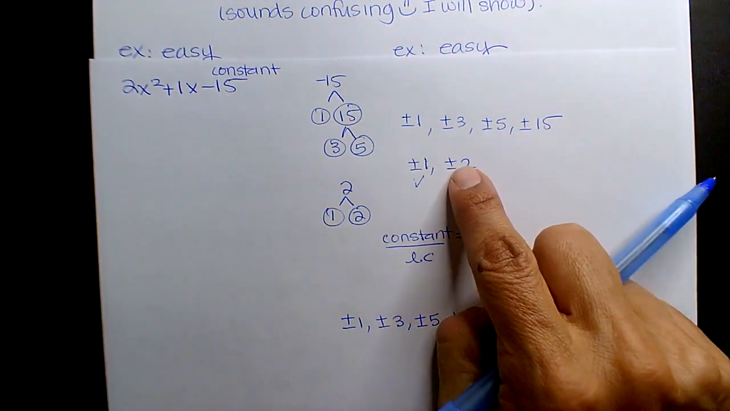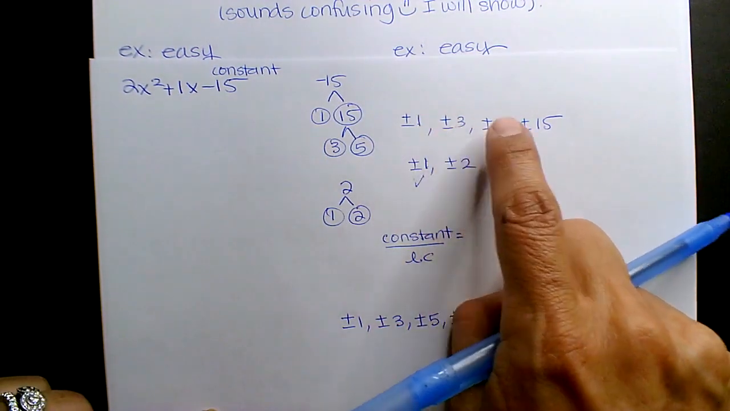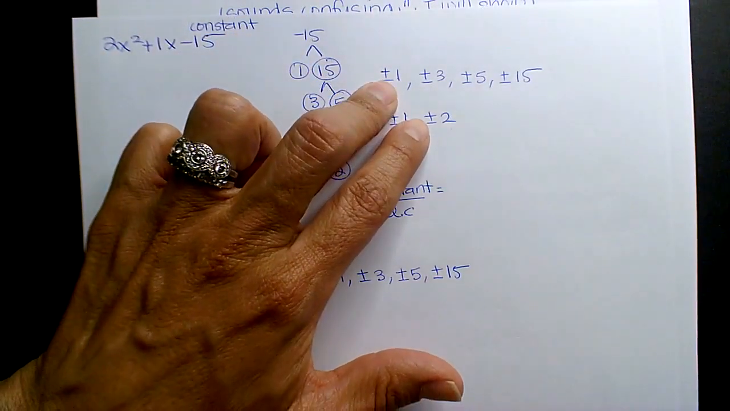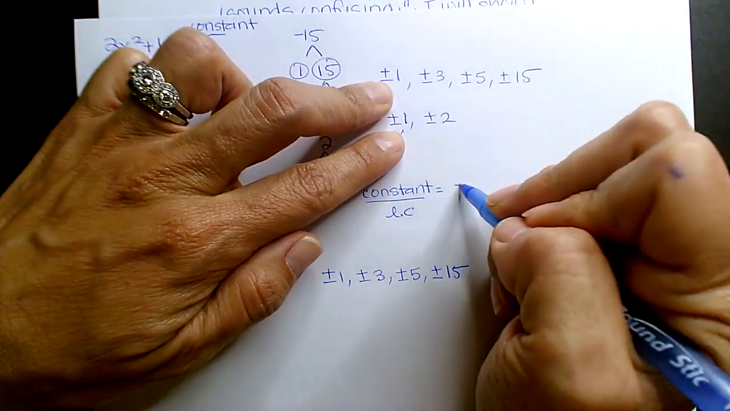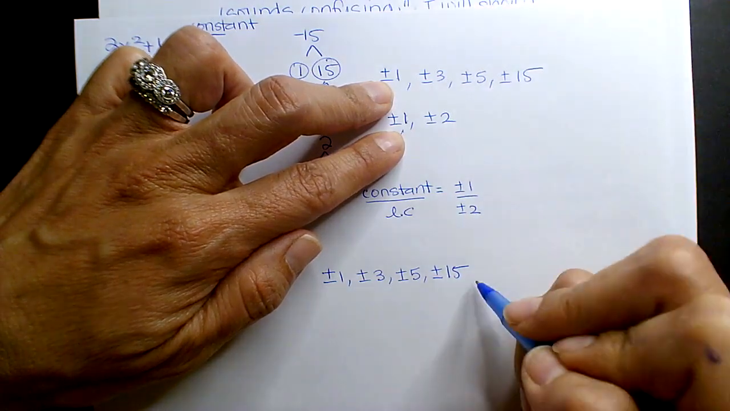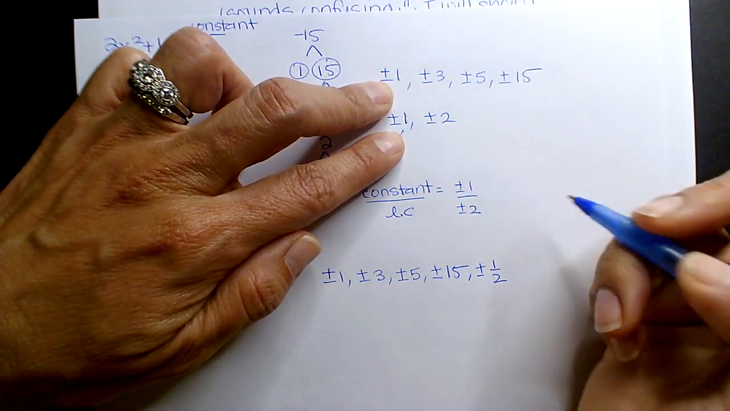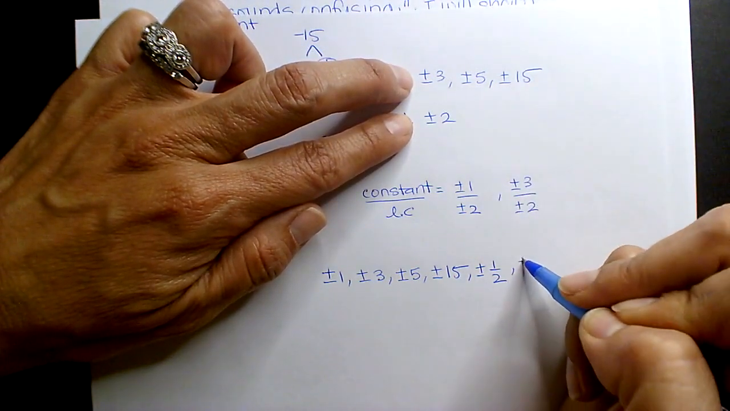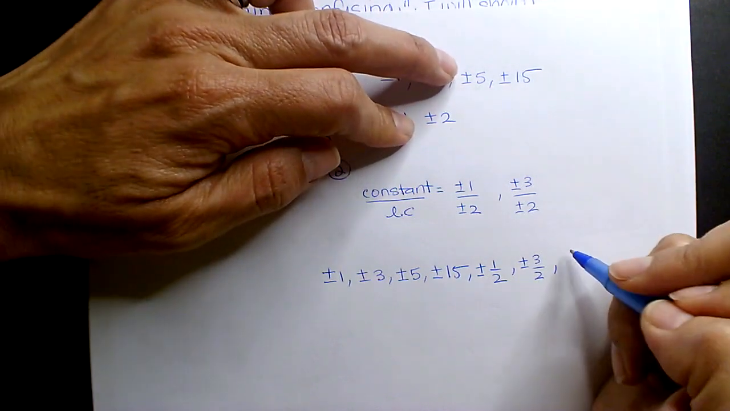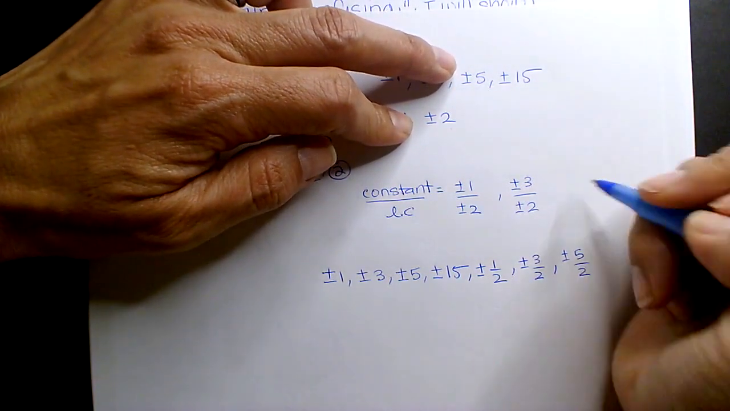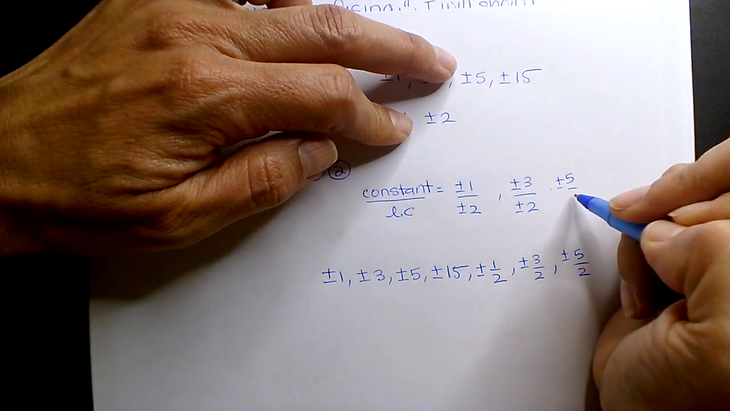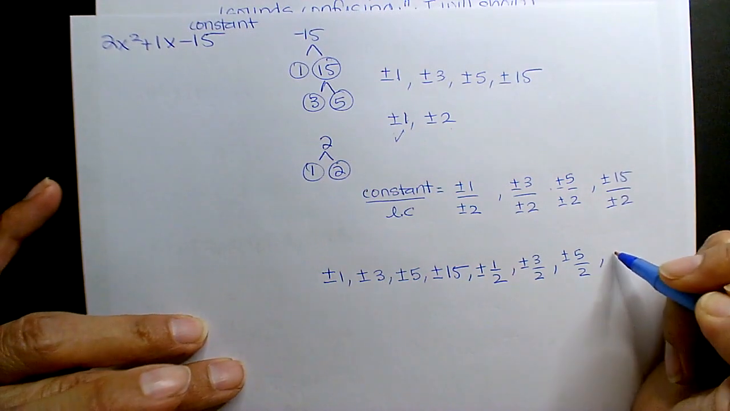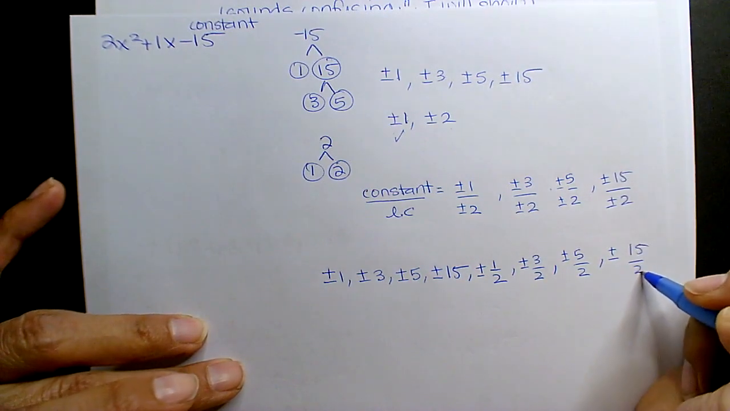There's my list. Now the 2, though, I'm going to have a fraction, a fraction, and a fraction, and a fraction. So what is plus or minus 1 divided by plus or minus 2? Okay, so that adds plus or minus 1 over 2. Okay, so now do the next one. Plus or minus 3 divided by plus or minus 2. So there's plus or minus 3 over 2. Plus or minus 5 over 2. Oh wait, I forgot to write, sorry. And then this one, plus or minus 15 divided by plus or minus 2. And so now I have plus or minus 15 over 2.